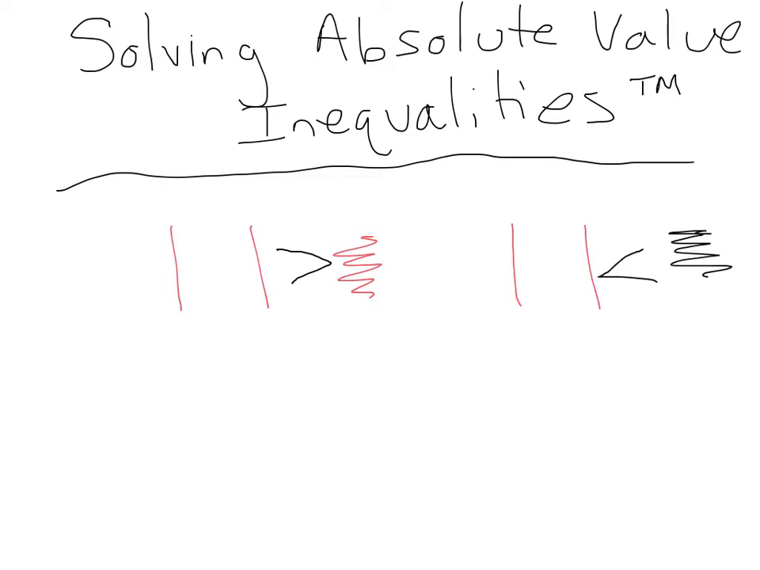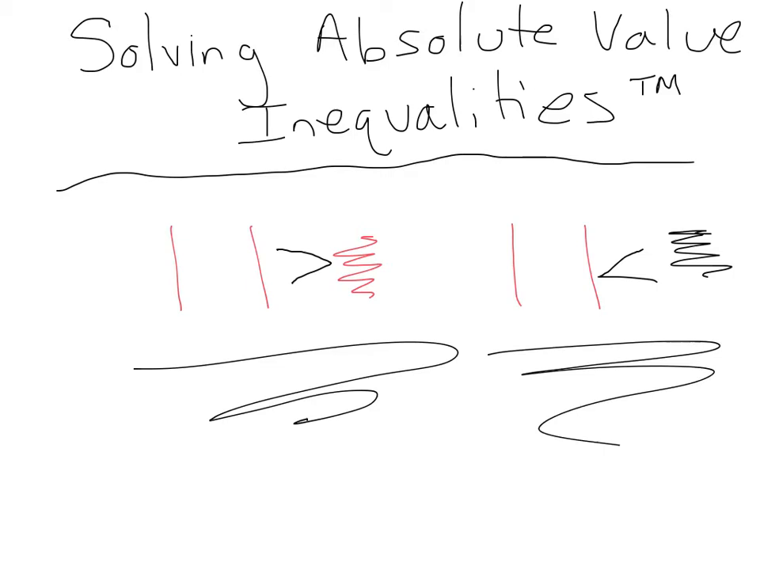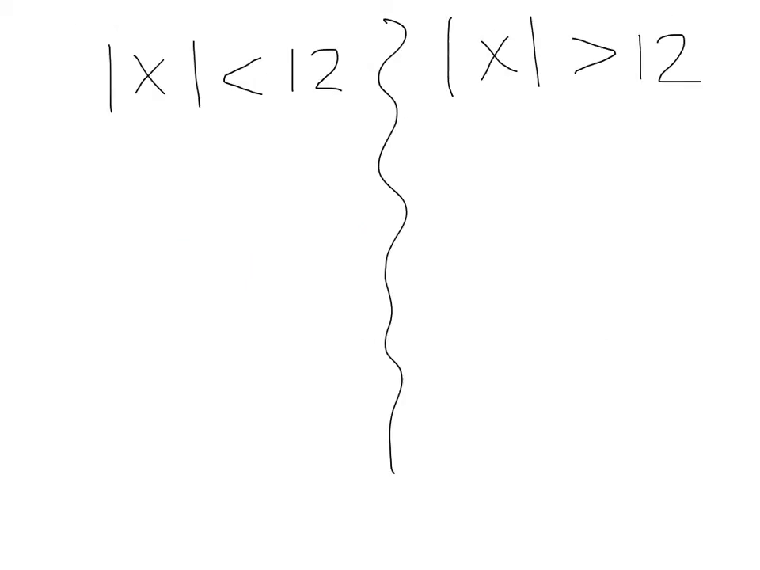So at this point, you're going to need to be aware of the two methods we use to solve inequalities that look like this and inequalities that look like this. Let's make this a little more clear. I've used an actual number so it makes a little more sense here. In the first scenario, we're looking at the absolute value of x that's less than 12.